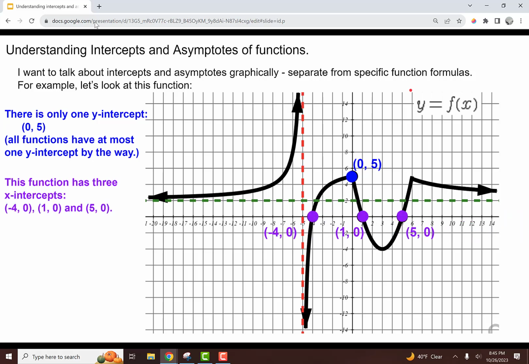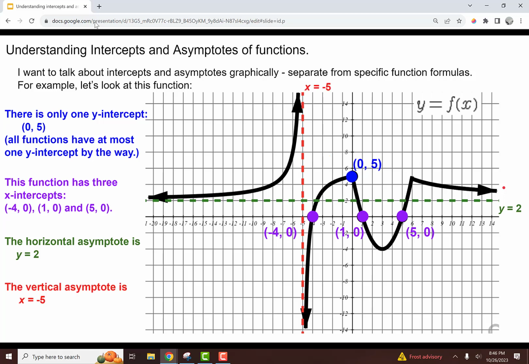It also has 3 x-intercepts where it crosses the x-axis. It's got a horizontal asymptote at y equals 2. That's where the graph kind of levels out. If you're coming down to the left, it levels out at 2. On the right, if you're walking on it, it levels out at 2. That's what a horizontal asymptote is all about. And then the vertical asymptote is x equals negative 5.